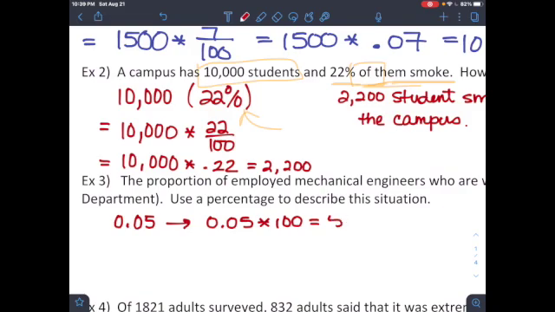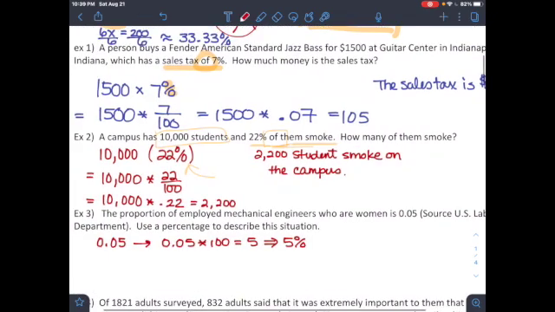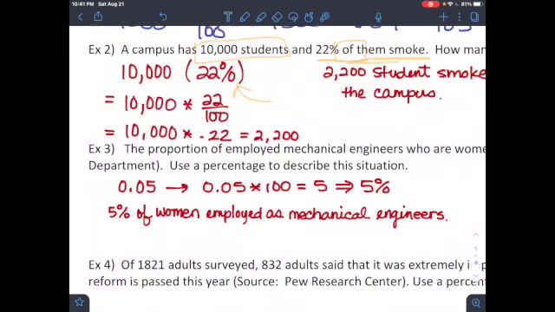In this case it is 5, so that gives you 5%. Now, when you say 5%, what is the 5%? Pause the video and see if you can come up with a sentence that describes the situation. For example, example 3 says 5% of the women employed as mechanical engineers. That's the kind of sentence that I would like to see when you answer the questions.